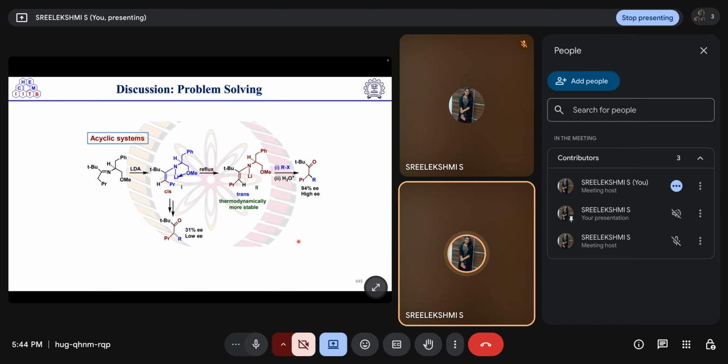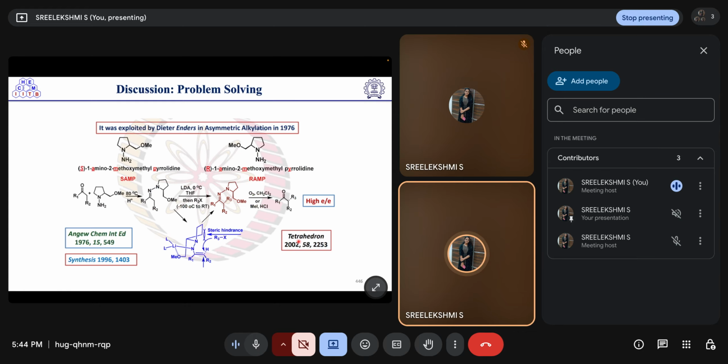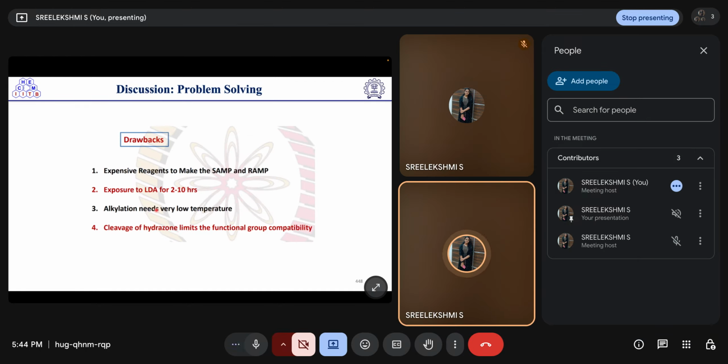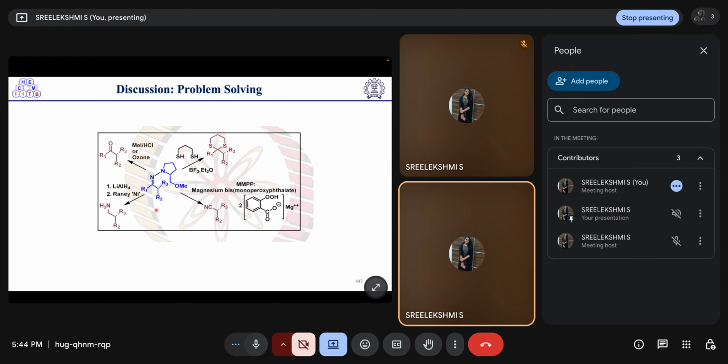Now for the acyclic system also similar reactions are possible, and we can get these enantiomerically pure compounds. Then these are the other examples for this asymmetric alkylation using this particular enamine based compound. So I am not going into detail of that.